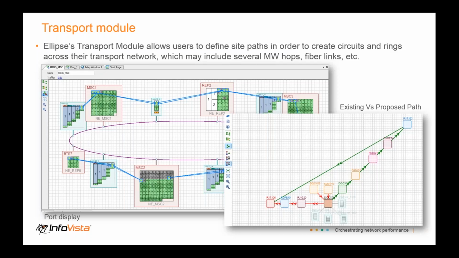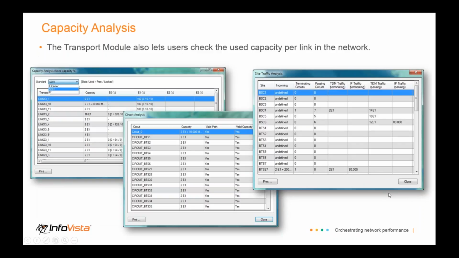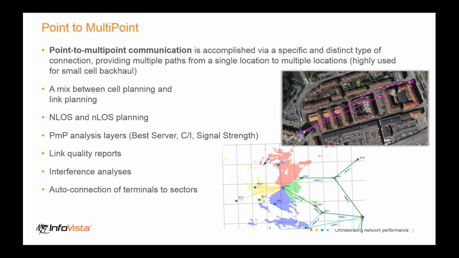Very quickly, other modules so that you're aware of them, and we may do some upcoming webinars with these. There's a transport module. Here's a snapshot of some of the things that you can see in there: ports connection, capacity analysis, end-to-end QoS, where you can see your overbooking, IP overbooking. You can have current traffic and forecasted traffic in there. Capacity analysis, part of the transport module as well, to see if you have valid path, if you have valid capacity.